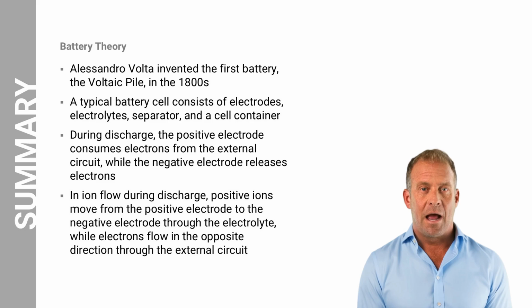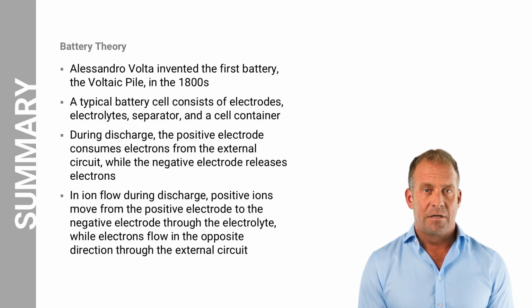Finally, we examined ion flow during discharge in a lead-acid battery. Positive ions move from the positive electrode to the negative electrode through the electrolyte, while electrons flow in the opposite direction through the external circuit. The ion flow in the electrolyte is always the opposite to the direction of the electron flow in the external circuit. This combined flow generates the electric current.